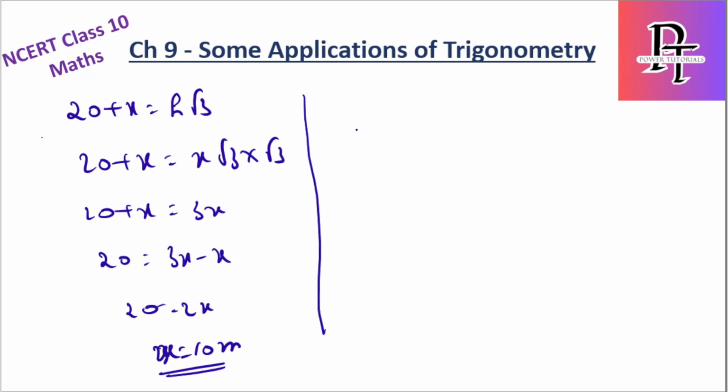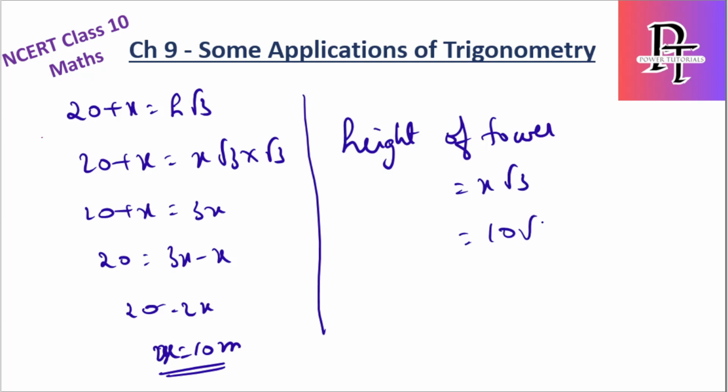So the height of the tower we got is x root 3, which is 10 root 3 meters. So the river bank width is 10 meters, whereas the height of the tower is x root 3, which is 10 root 3 meters. Got it? So let's go to the 12th question.